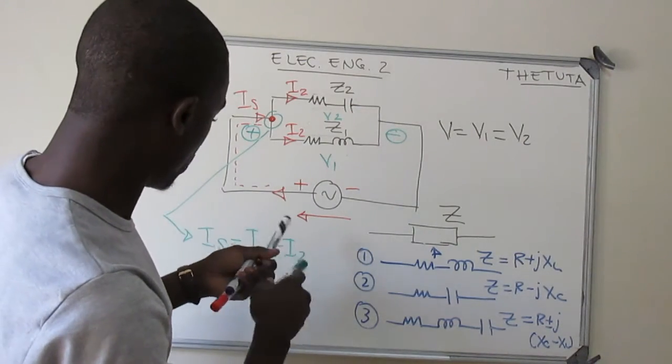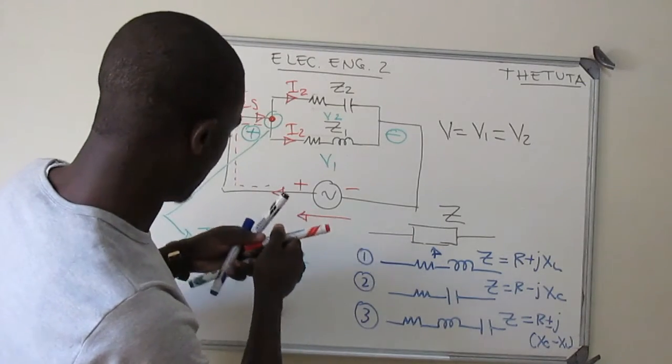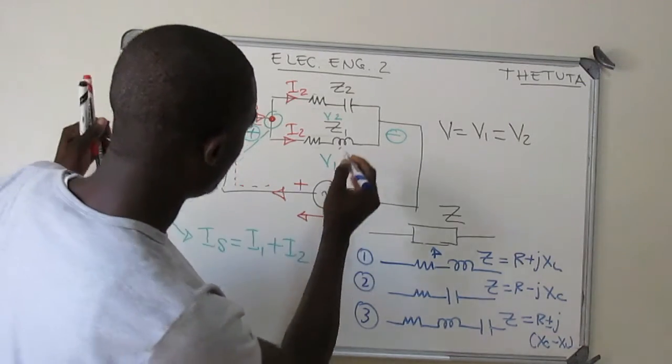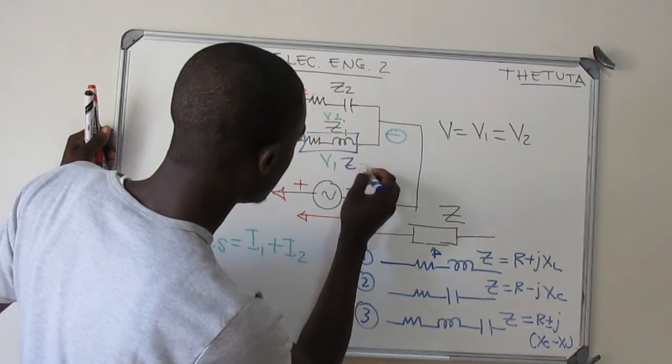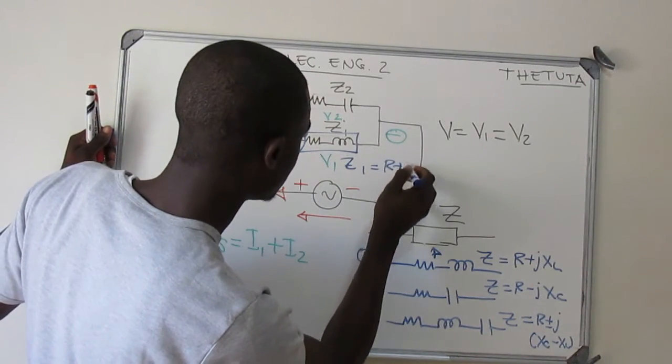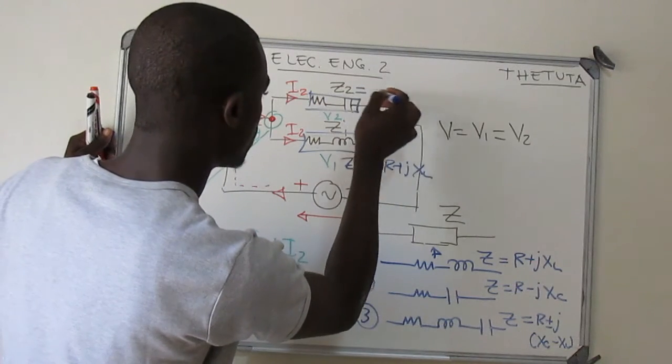So first thing, what are you going to do? You're going to go here and calculate your total impedance. You mean you calculate the impedance. What's going to be the value of our Z1? Our Z1 is going to be what? R plus jXL. The value of our Z2 is going to be equal to what?